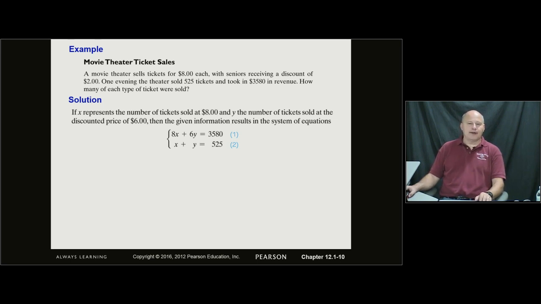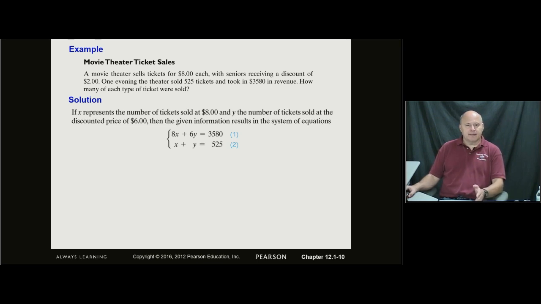Now, what that equation represents is the revenue. Because if there were x regular price tickets at $8, the revenue made from that is 8x. $8 per ticket, $8 per ticket. x was the number sold, because we don't know what it is.